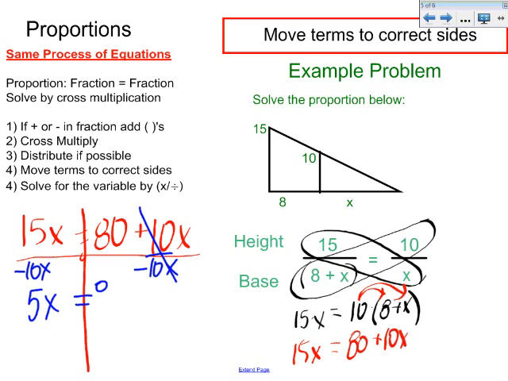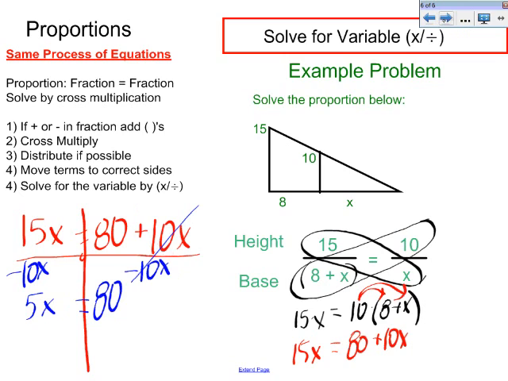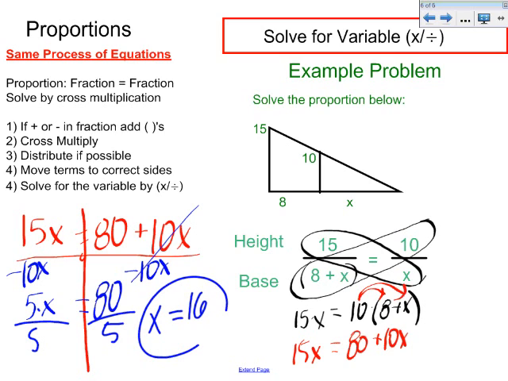Now we divide by 5. And so divide by 5 to both sides, and you get x equals 16. Again, proportions are pretty straightforward, just like equations, except remember to add those parentheses.